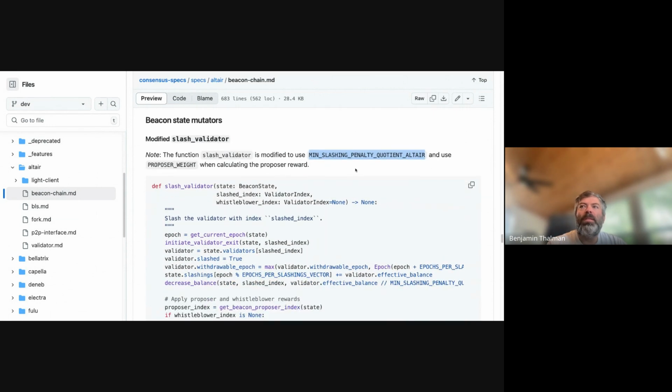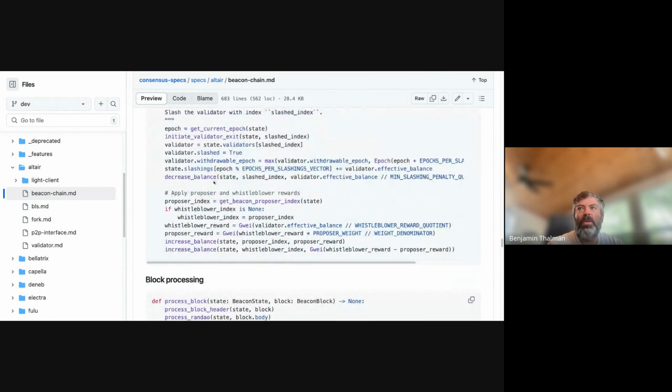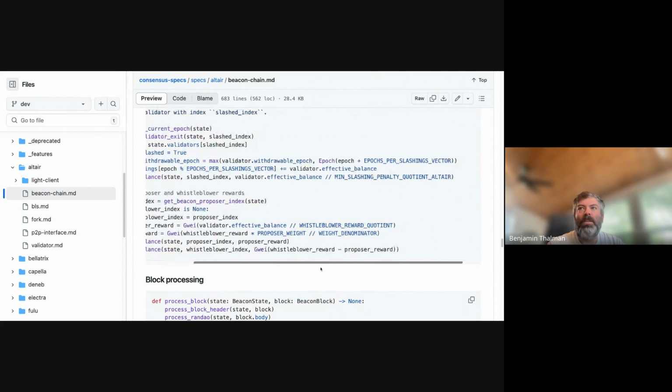The min slashing penalty quotient Altair, as the name suggests, is the divisor. So in other words, if you divide by a smaller number, you're going to end up with a larger penalty. And you can see that here. Okay, still floor division. This still returns a validator's balance in Gwei, so around 32 billion. And then you divide through by 64.